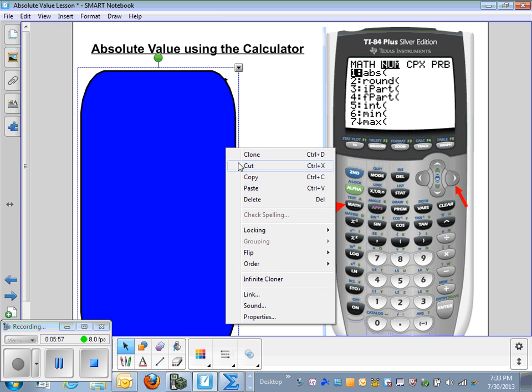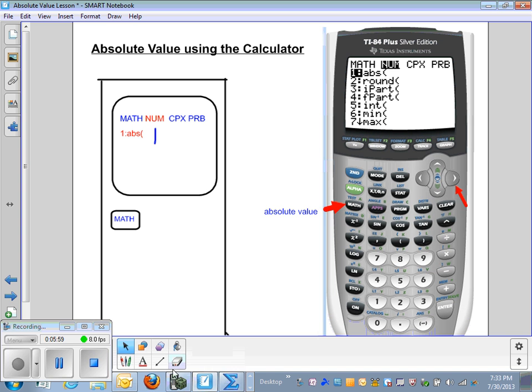So go ahead and sketch where the buttons are on the calculator. In this instance, I went ahead and copied what's on the screen here, math, num, CPX, and problem there. I highlighted num and absolute value, so I knew that the absolute value is in the number function here.